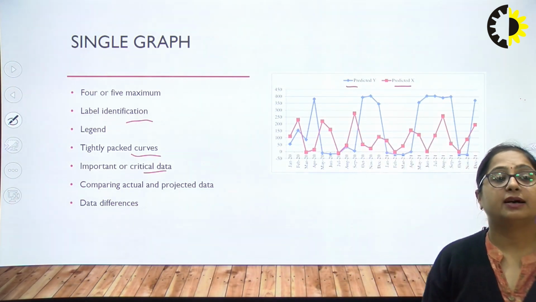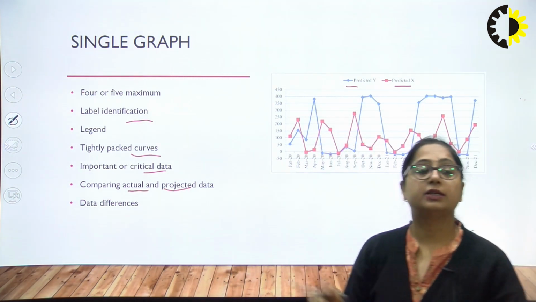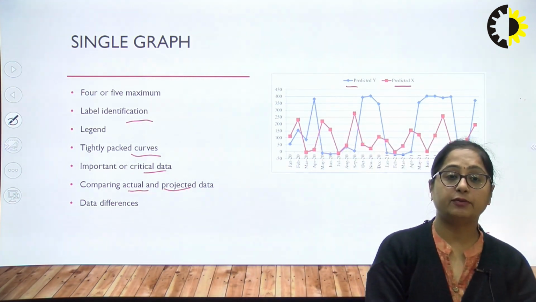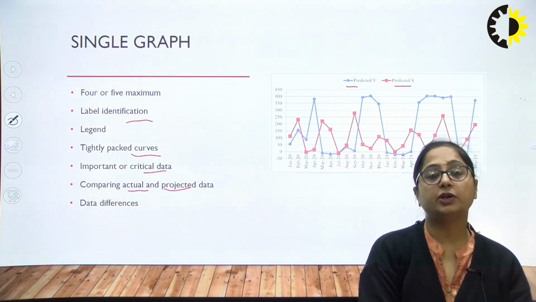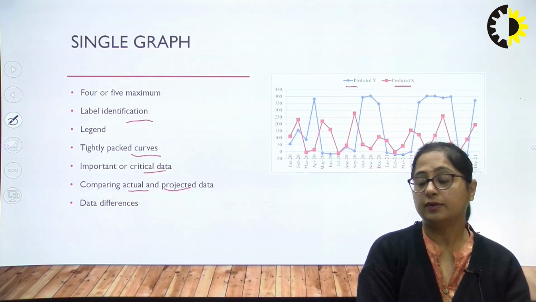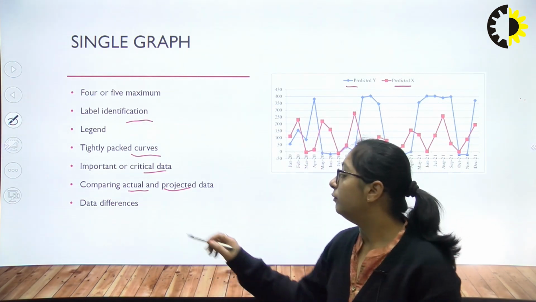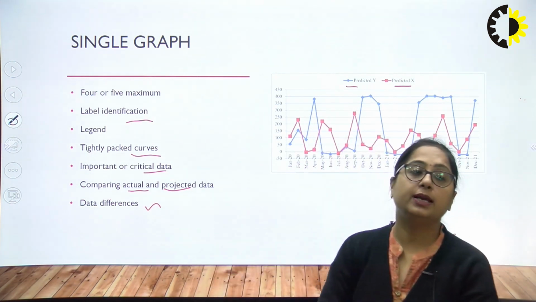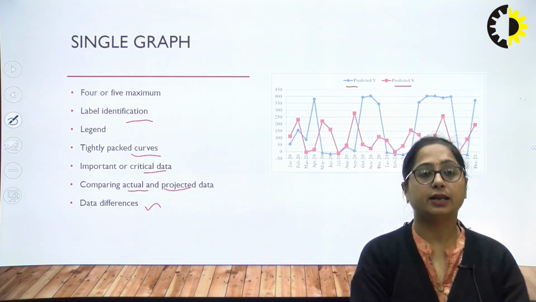A single graph is used basically for comparing actual and projected data. When we have to find the actual data corresponding to projected data, we use the single graph, and based on the actual and projected data, we find the data difference. Based on the data difference, we find where we are lacking.